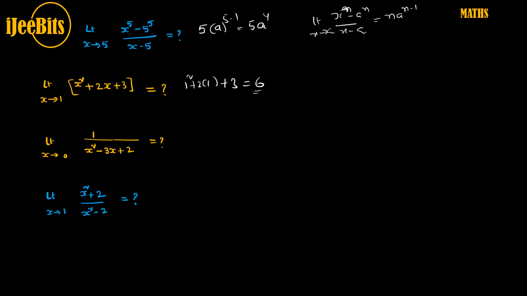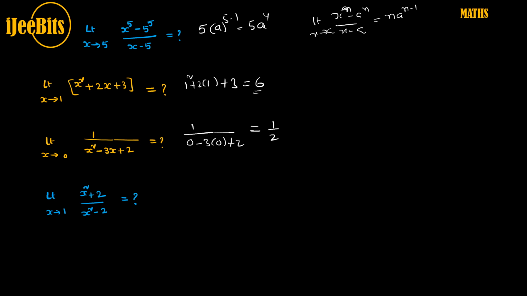Correct? Now look at this one. Limit x tends to 0, 1 by x square minus 3x plus 2. Apply 0. You apply 0, what happens here? 0 minus 3 or 0 plus 2. So numerator is 1, denominator is 1 by 2, so the value is 1 by 2. So at x equal 0, this function gives the value 1 by 2, the finite value. Here also at x is equal to 1, x tends to 1, the function value gives like a 6, right?